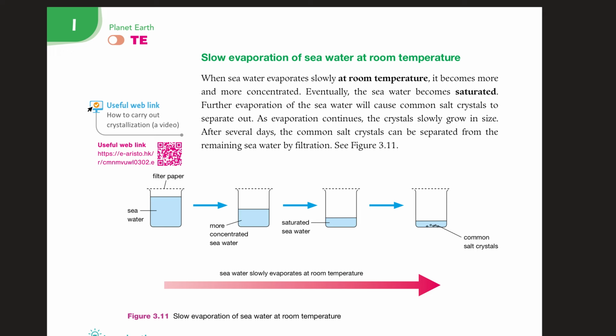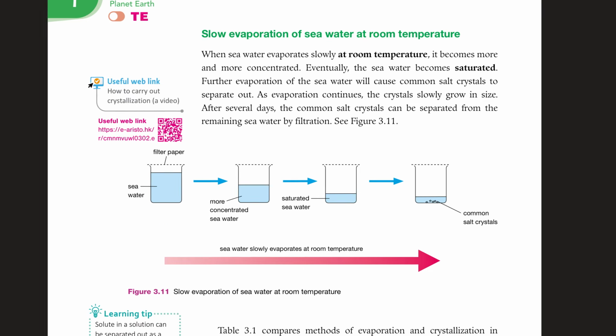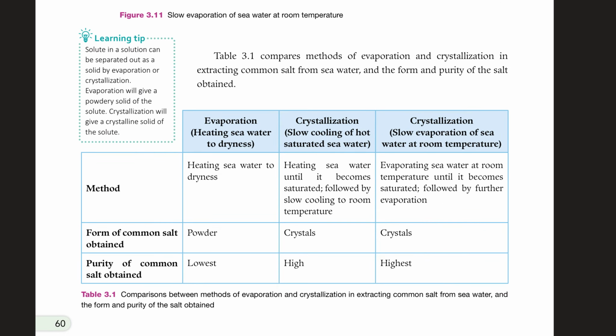And as the evaporation of solvent goes on, the amount of solute that can be held by the solvent becomes less and less. The solute that exceeds the solubility of the solvent would crystallize out. Then we will talk about the difference between the three methods. Okay. Let's take a look at this table.